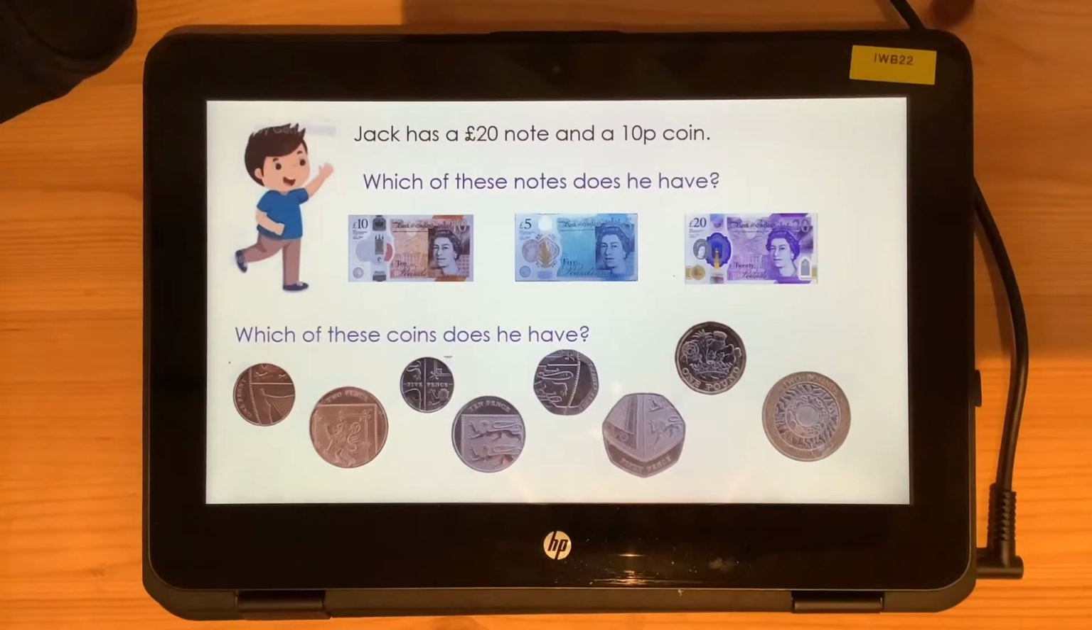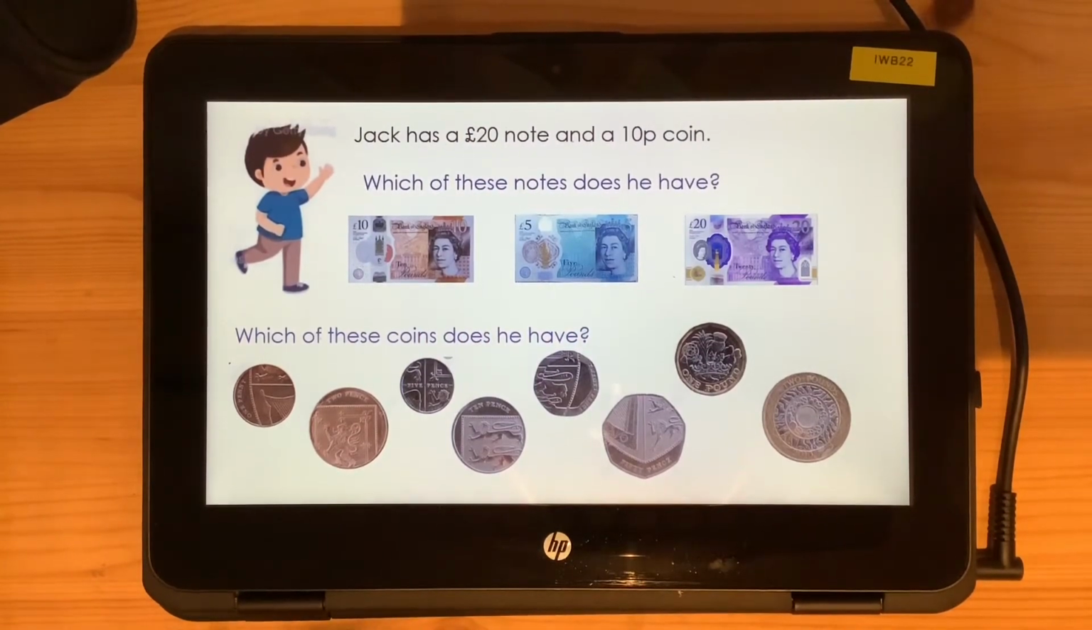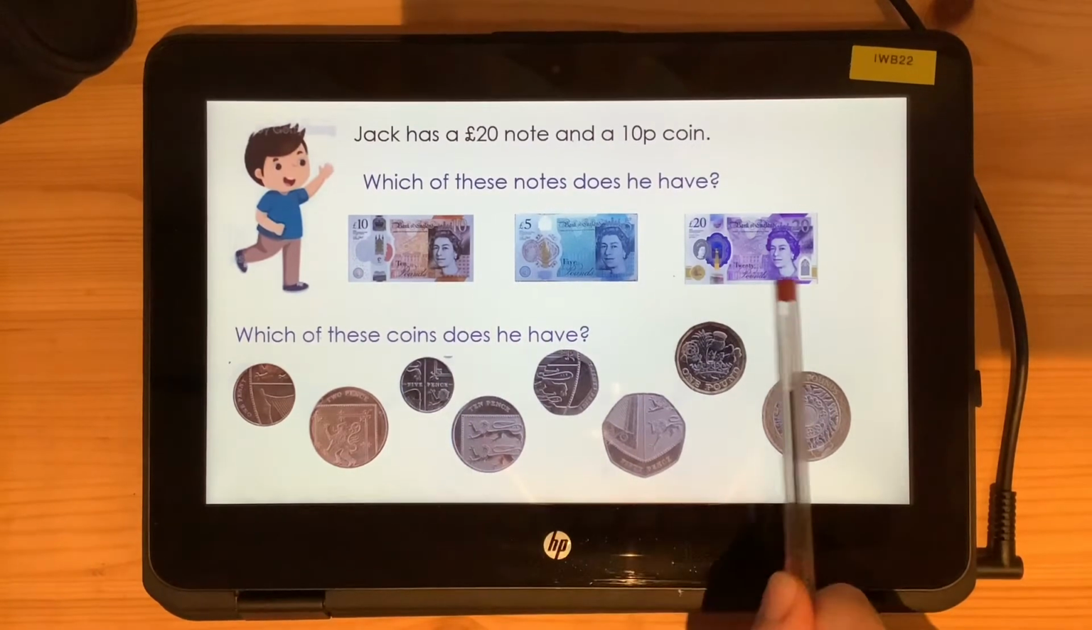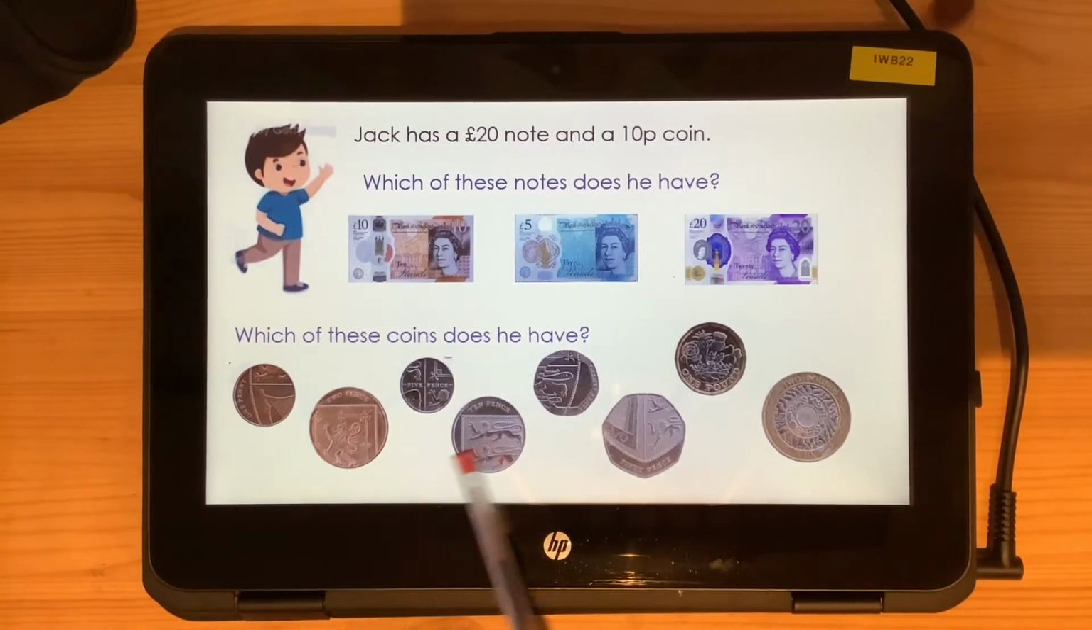So Jack has a £20 note and a 10p coin. Which of these notes does he have? And which of these coins does he have? So I'm going to now move on, show you the slide that has the answer. So if you haven't done it yet, just pause the video and have a think and then press play when you're ready.